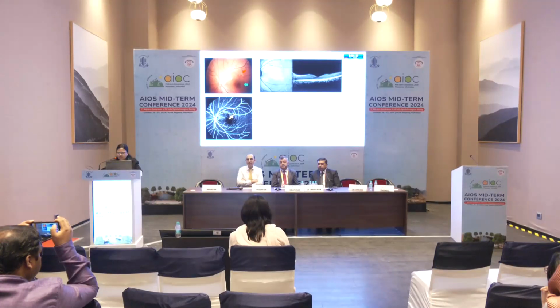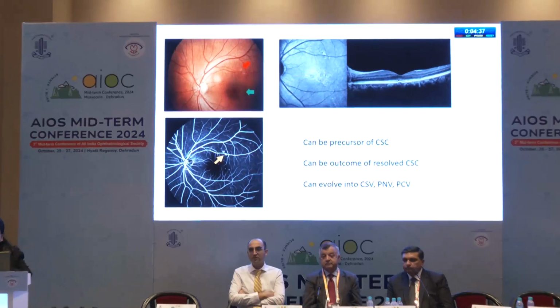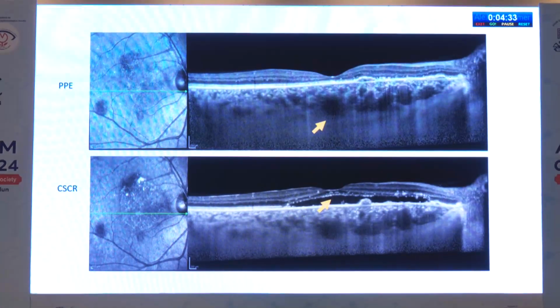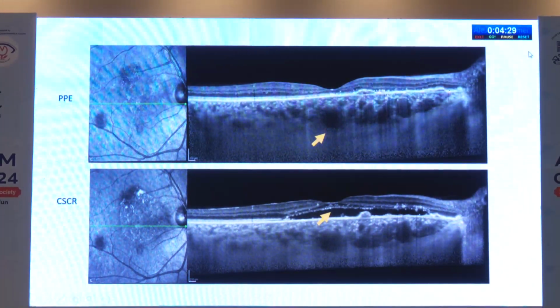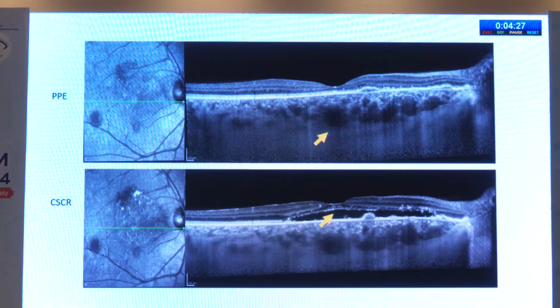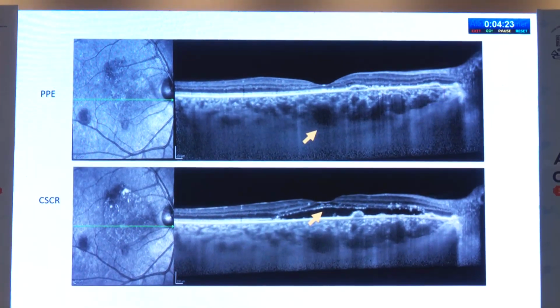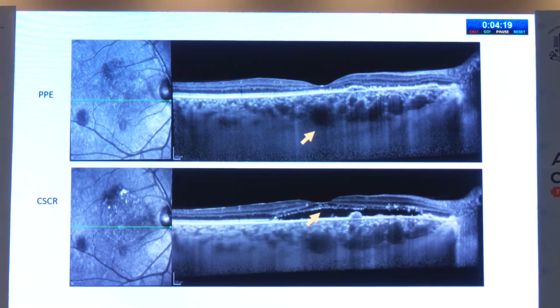It can be a precursor of CSC, or it can be an outcome of resolved CSC, and it can evolve into further pachychoroid neovasculopathy or PCV. So in this case, in the first picture, you see there are pachy vessels, and although there is no presence of SRF, there are only RPE changes. But further, there can be subretinal fluid, and it can be a precursor of CSCR.